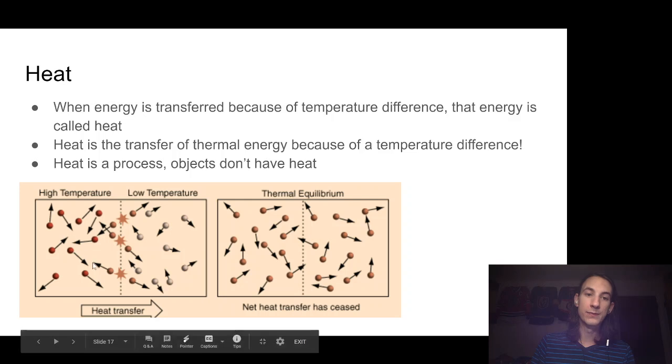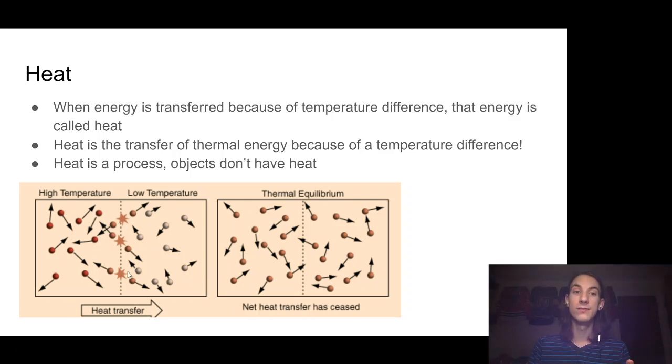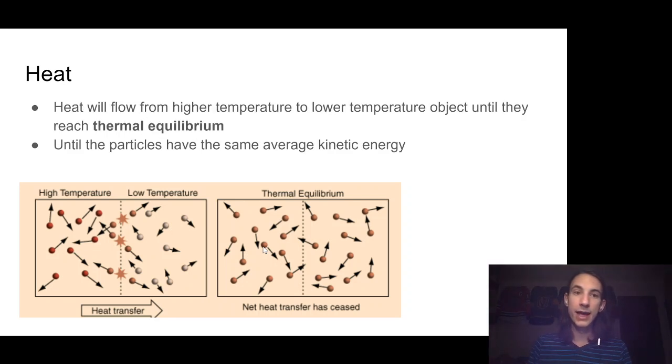And yeah, so here we see this process of heat transfer. We see that this thermal energy is exchanged between my high temperature particles and my low temperature particles until I reach this thermal equilibrium. So heat is a process. And then when we're thinking about this process, when will it stop? Heat will flow from higher temperature to lower temperature objects until they reach thermal equilibrium. So until the particles have the same average kinetic energy, until it's no longer energetically beneficial or probable for an exchange of energy to occur as a whole.